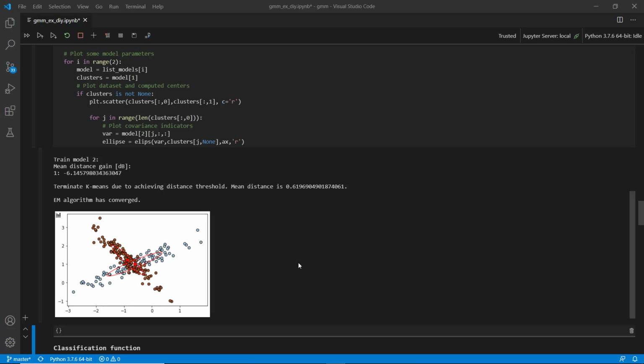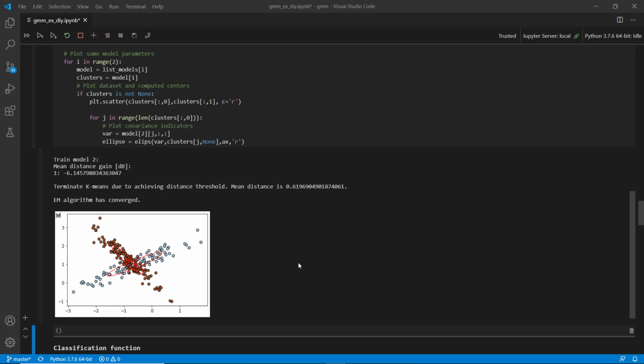And I just wanted to show you that we actually estimate the variances correctly, because you see here with the ellipses, those are variance indicators, and you see that those indicators actually follow the data, meaning that we have the right correlation information in our covariance matrix.